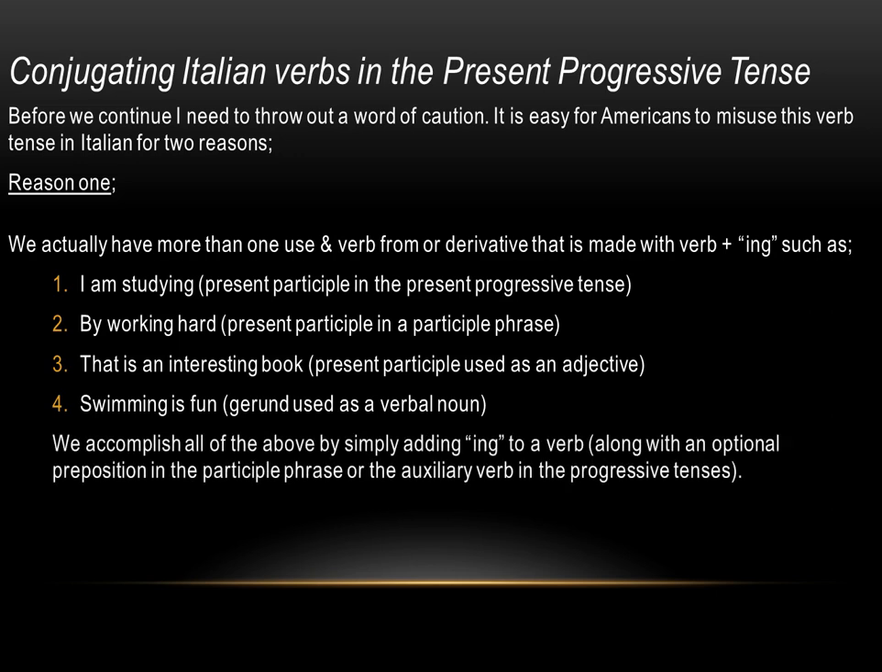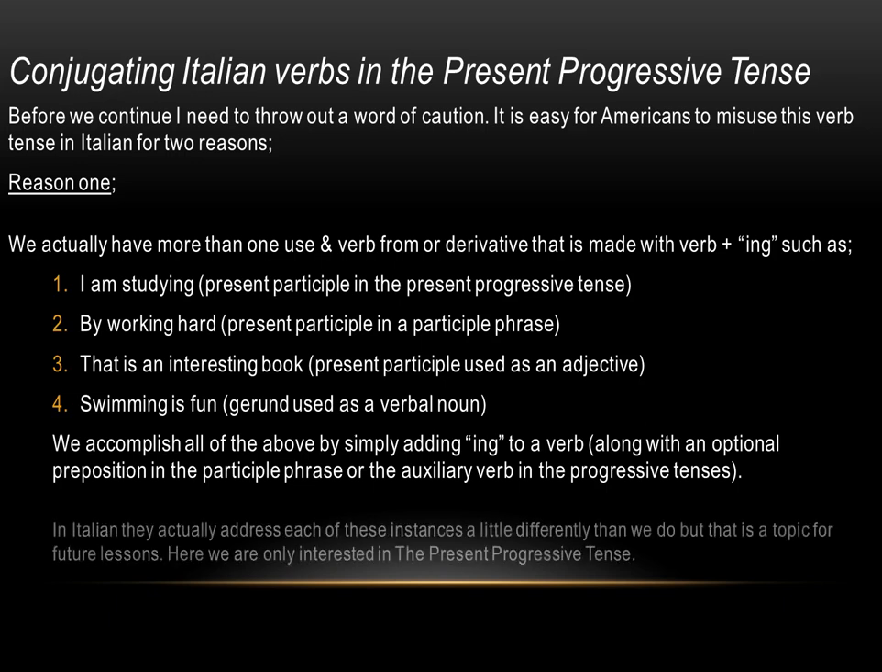We accomplish all of the above by simply adding ing to a verb, along with an optional preposition in the participle phrase, or the auxiliary verb in the progressive tenses. In Italian, they actually address each of these instances a little differently than we do, but that is a topic for future lessons. Here we are only interested in the present progressive tense, which was the first example, I am studying.